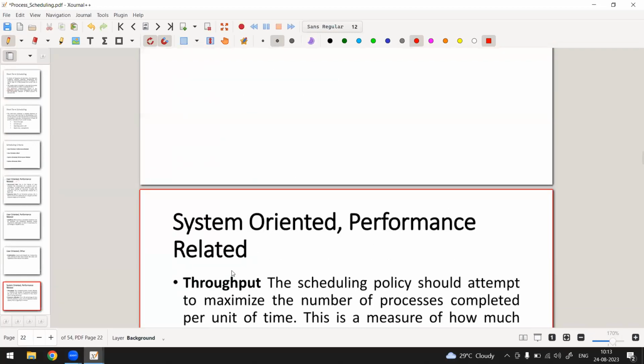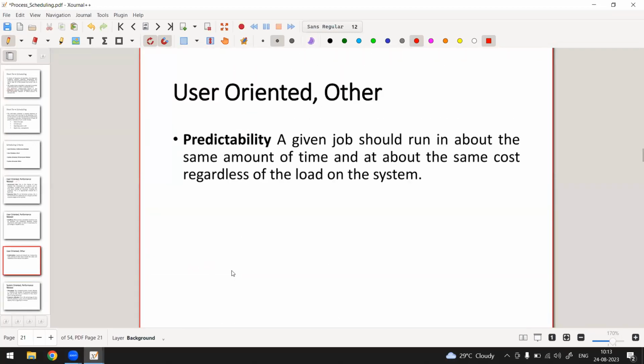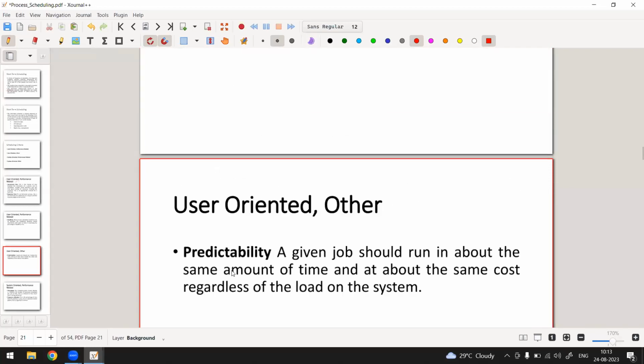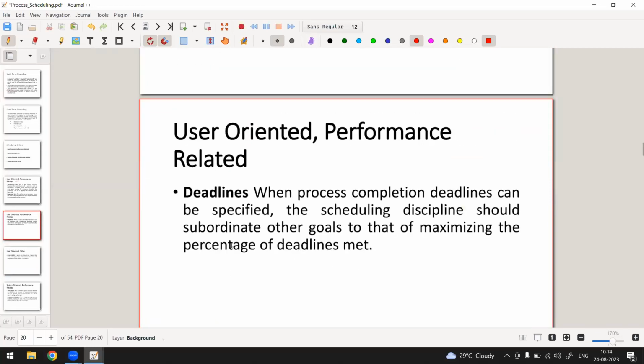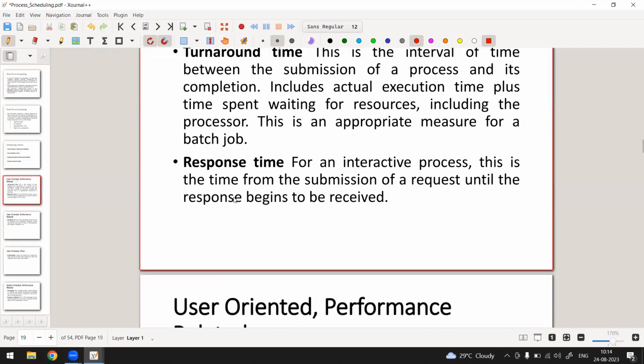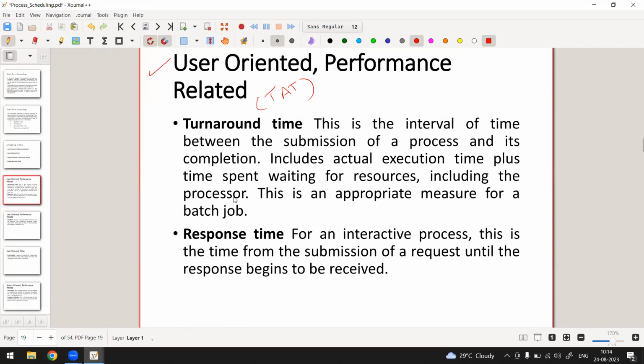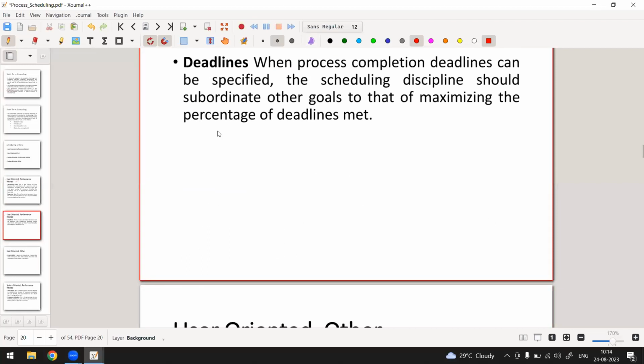Now these were the user oriented criteria, right? Predictability means the user should be able to predict the time duration. Deadline means the user has given some deadline in which the process should complete its execution. Response time, turnaround time. All these are user oriented and performance related goals.